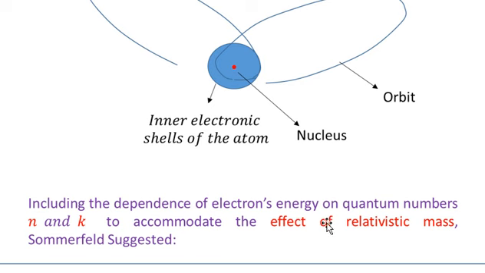Including the dependence of the electron's energy on quantum numbers n and k. Now you see that here we have two quantum numbers. Earlier we said that the energy of the electron depends only on the principal quantum number n. Now, using the concept of elliptical orbits where the electron approaches very close to the nucleus, we say that the energy of the electron will depend upon the two quantum numbers n and k. And to accommodate the effect of the relativistic mass, Sommerfeld suggested the following changed formula of energy.